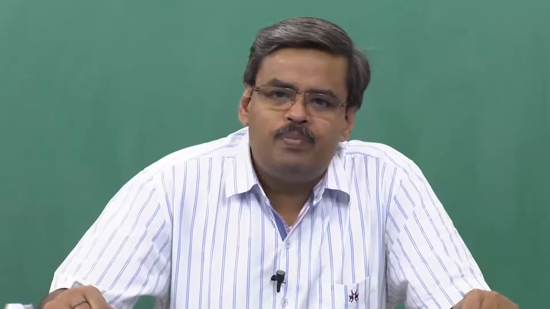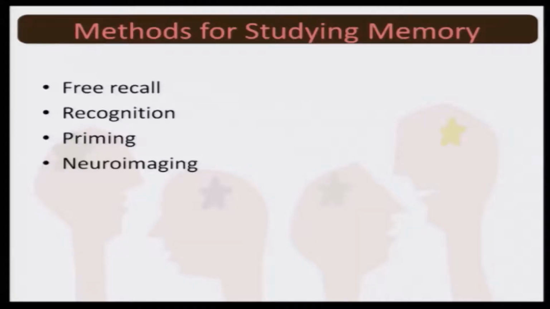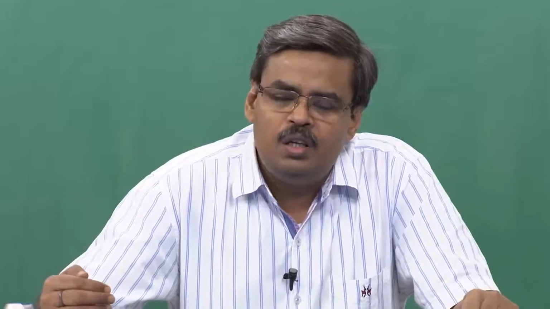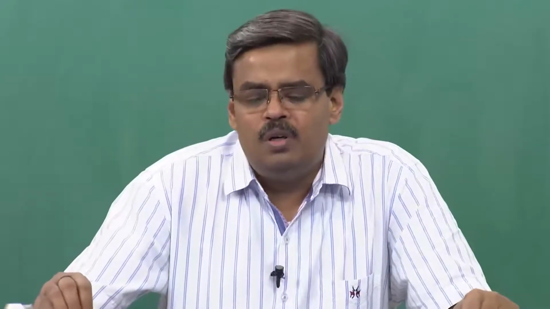So, let us now talk about the methods that are predominantly used for studying the process of memory. Four important methods we would talk about today: free recall, recognition, priming and neuroimaging. The recent phenomenon is the dominant usage of neuroimaging techniques, wherein brain scans are used to identify which regions of the brain are involved in the memory of what kind of information. Let us first begin with free recall.